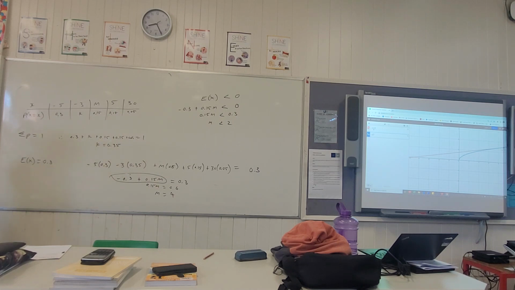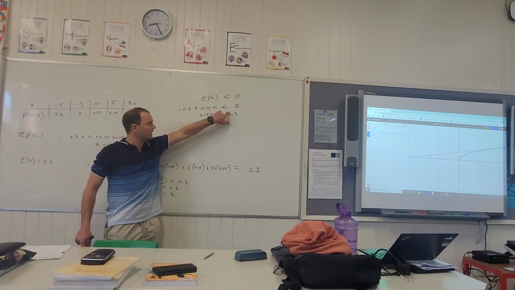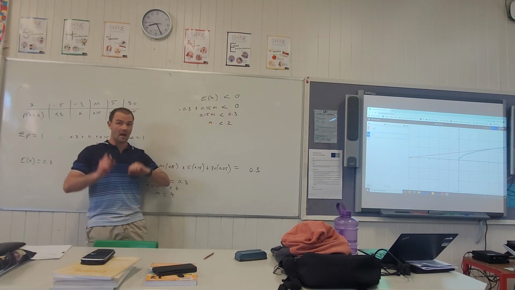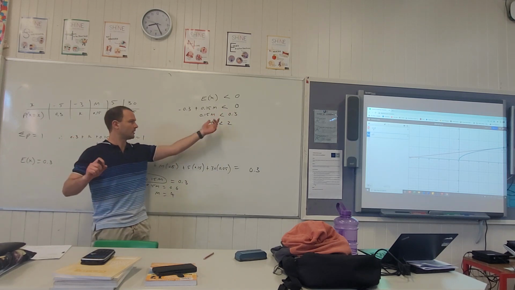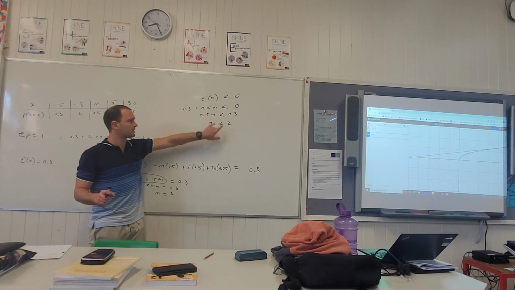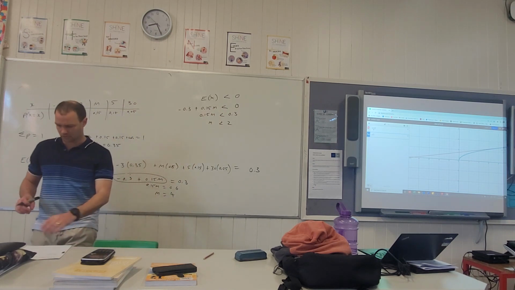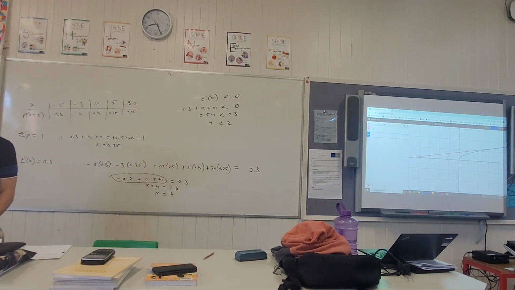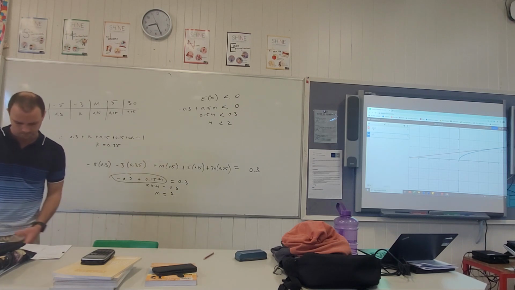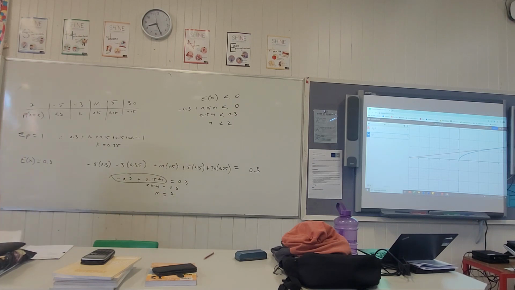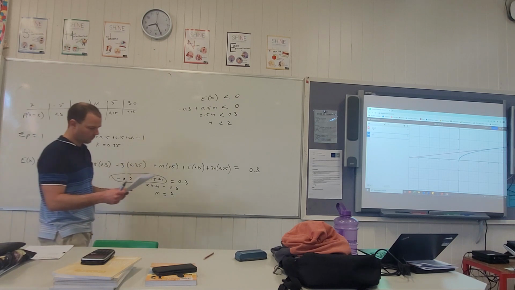Now, inequality works the same as an equal sign, except when you multiply and divide by a negative, then it flips, okay? So here we're dividing by a positive, so it remains in the same direction. Alright, so that's question 3. Excellent. Let's move on to question 4.